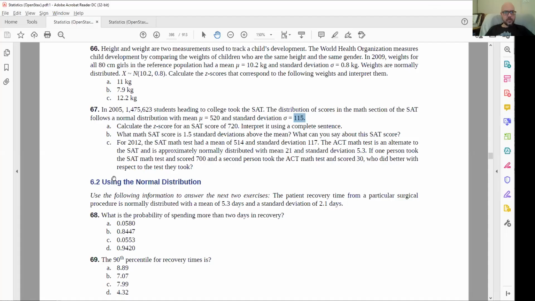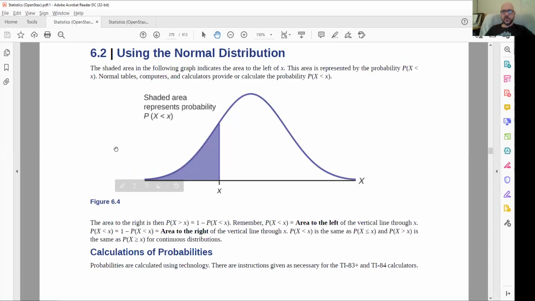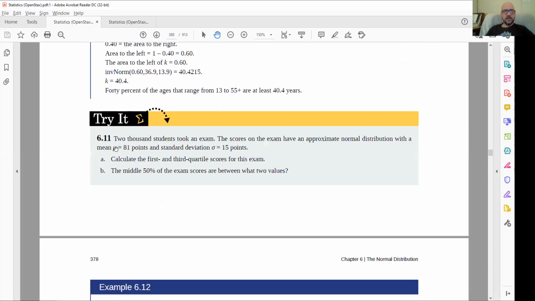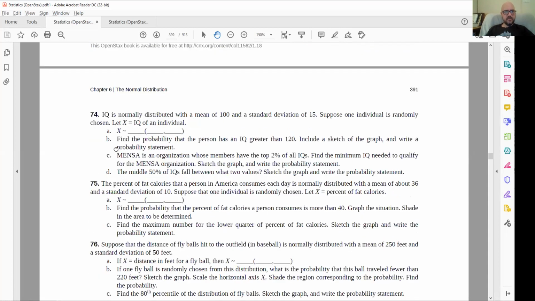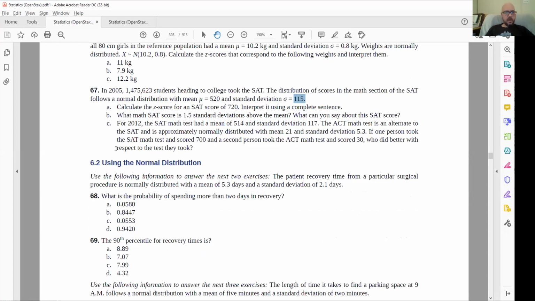Let's see. What did I just do? I did something. I'm not sure what it was. Apparently I clicked on a link. Sorry about that. All right, here we go. Oh, I probably clicked on this and it took me to 6.2.